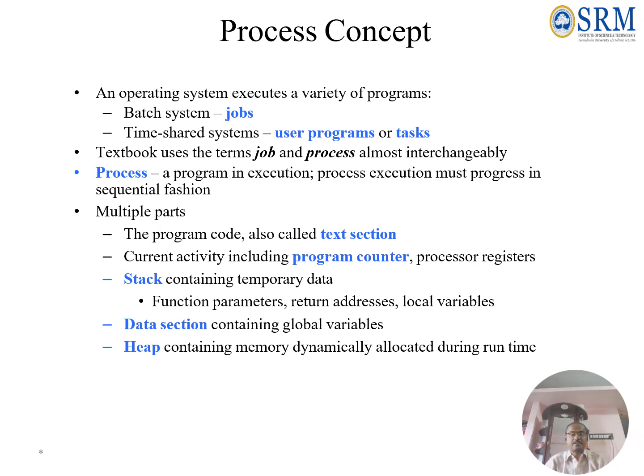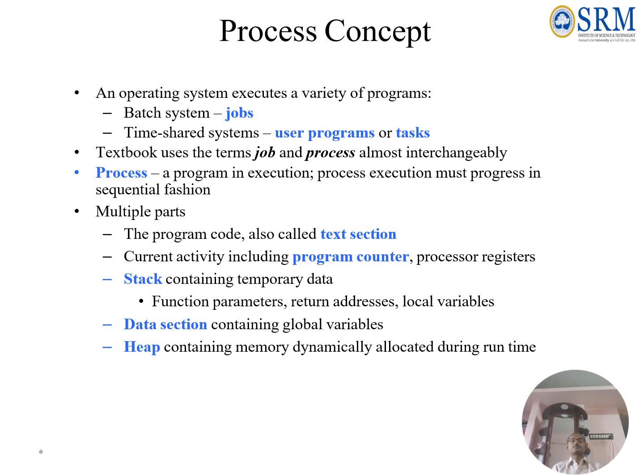In an operating system, it executes a variety of programs. In batch systems, the variety of programs it executes will be called jobs, whereas in time shared systems, it is called user programs or tasks. In textbooks, normally it is termed as jobs and process. These are the words used by these types of systems. Batch systems say jobs. Time sharing systems say user programs or tasks. So process, as I said, a program in execution is called a process.